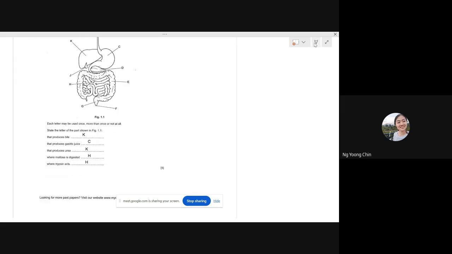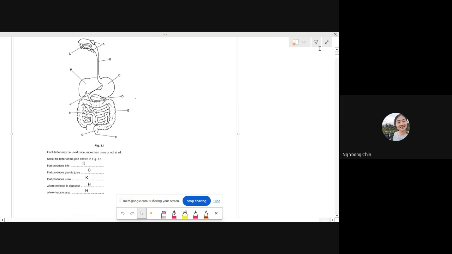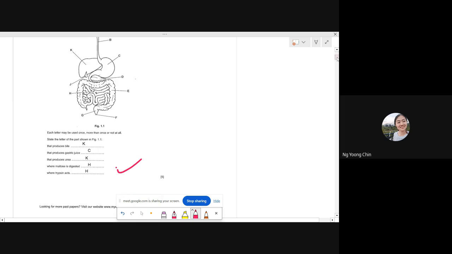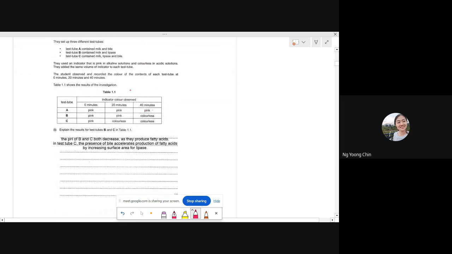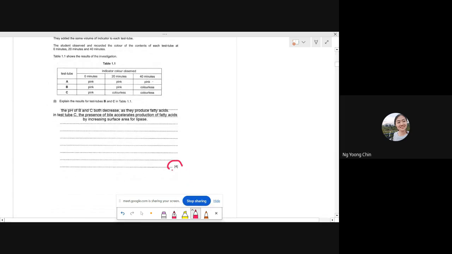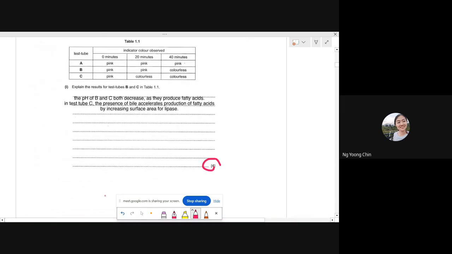Okay, this is all correct. So I think you already know about the structure of every part of the organs. And for this one, your answer is not wrong, it's correct also, but you need to be more detailed. How many marks do they give you? 4 marks. If they give you 4 marks, you need to write at least 4 or 5 sentences.